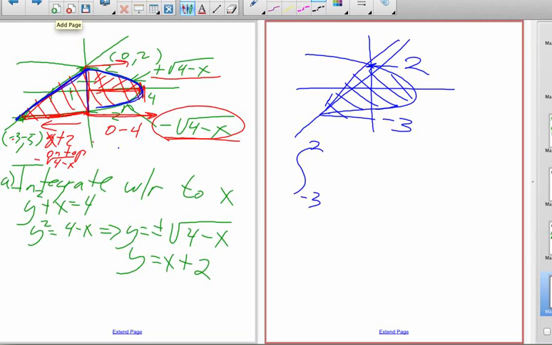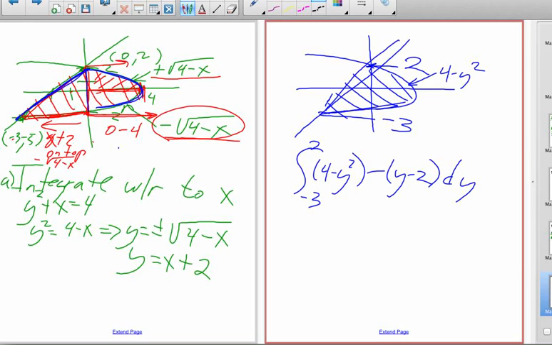of, and the nice thing here is we already have this thing in terms of y, because this was 4 minus y squared. So I'm going to have 4 minus y squared minus y minus 2 dy. And that covers this whole area that we're interested in. We got everything in one nice little simple integral.